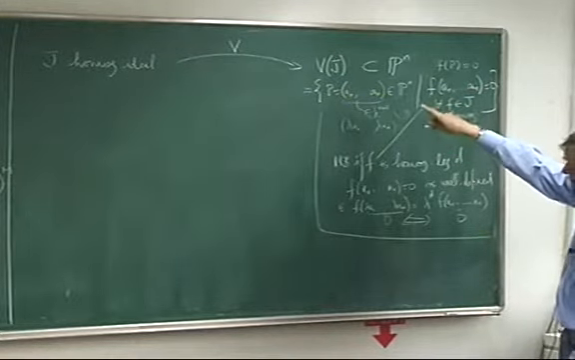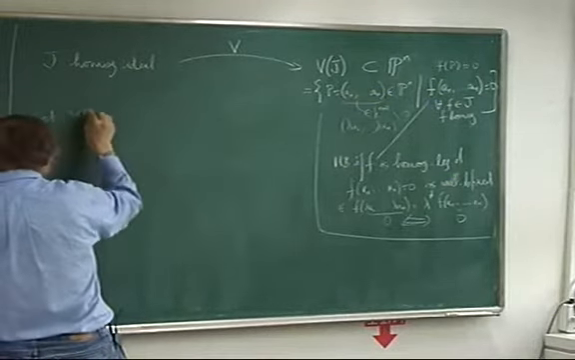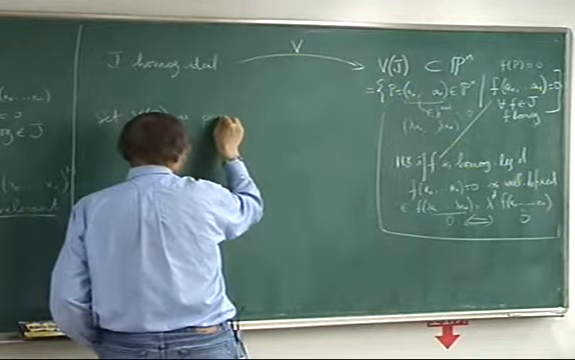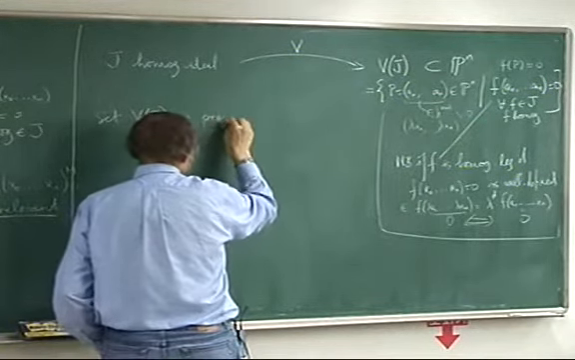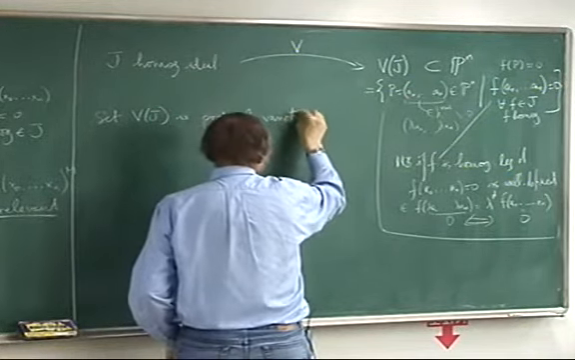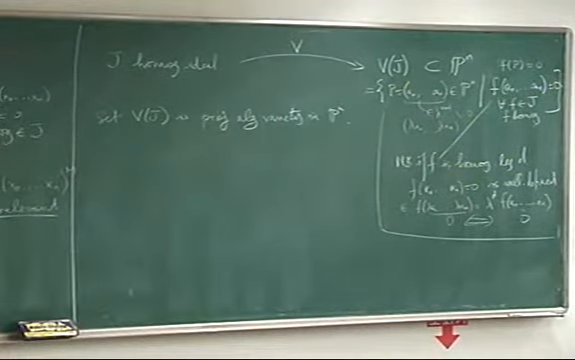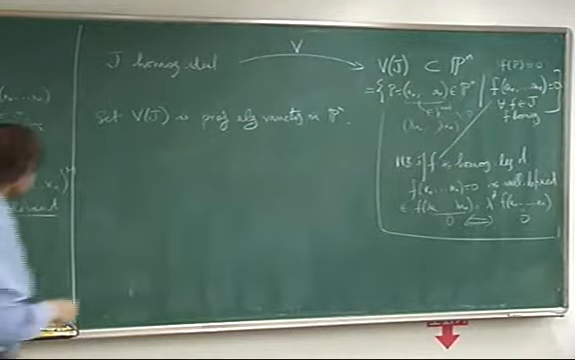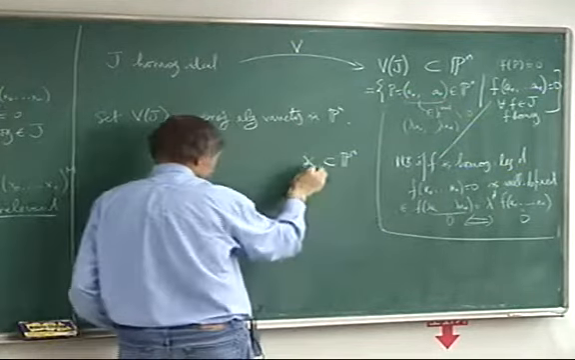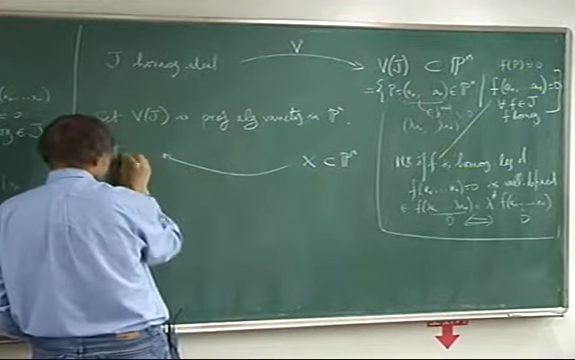This is the correspondence V. So the set V of J is a projective algebraic variety in Pn. Right, and then there's going to be a correspondence going the other way. I start off with some set X in Pn, and then I map this back to I of X.